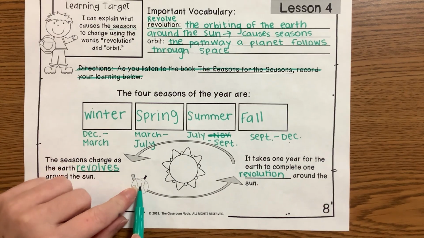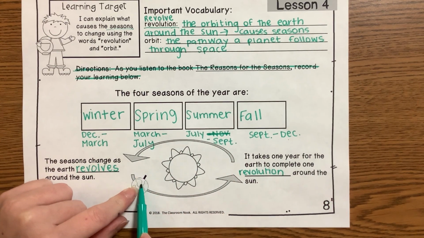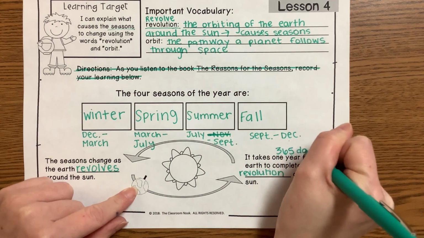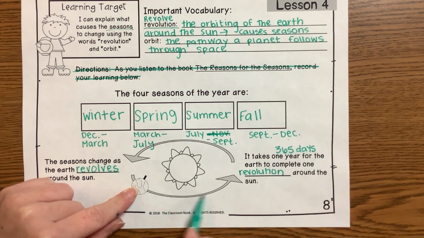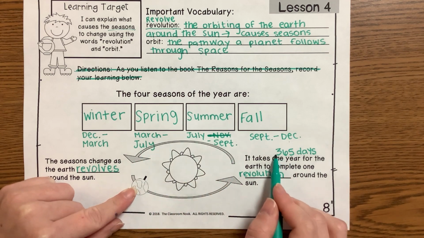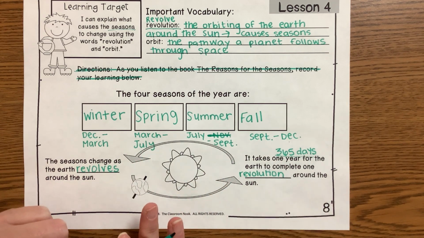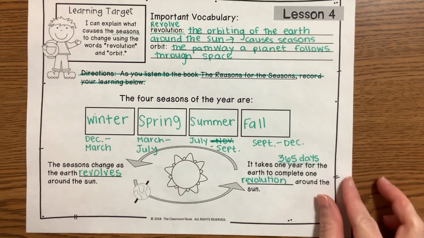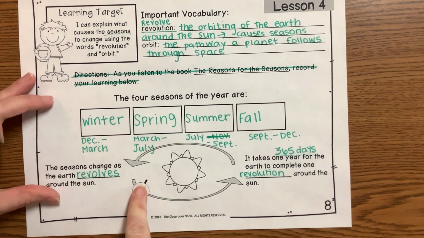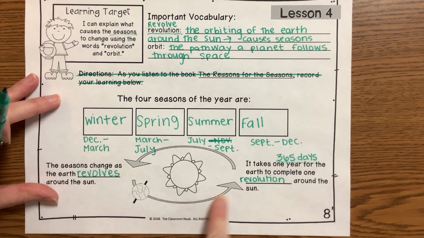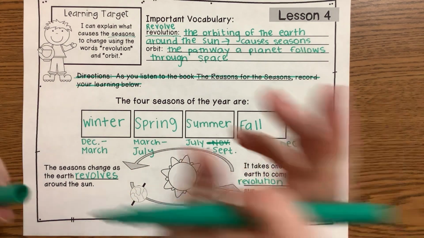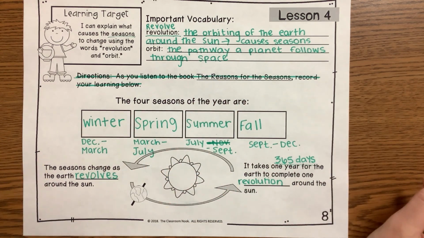So if the earth is starting here, it takes 1 whole year for it to go all the way around. That's why 1 year is 365 days. Because that's how long it takes for the earth to go 1 whole lap around the sun. 365 days. Now that's really important for you to know. It takes 1 day for the earth to rotate around one time. It takes 1 year for the earth to fully revolve around the sun. 1 year, 365 days. All right, good job, third grade.